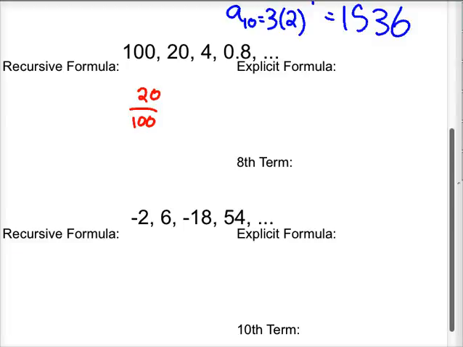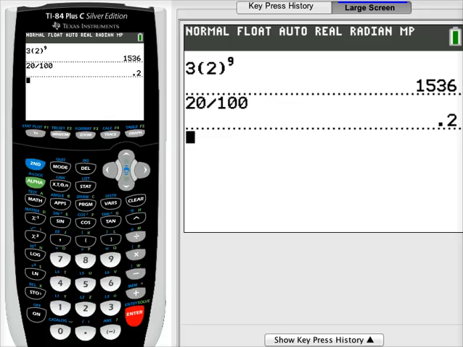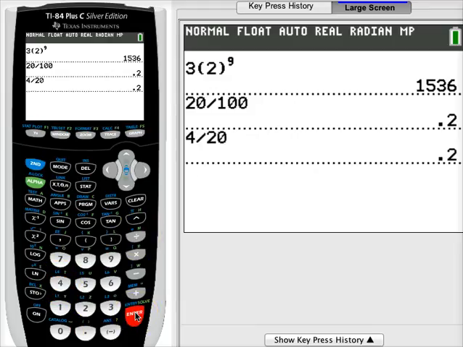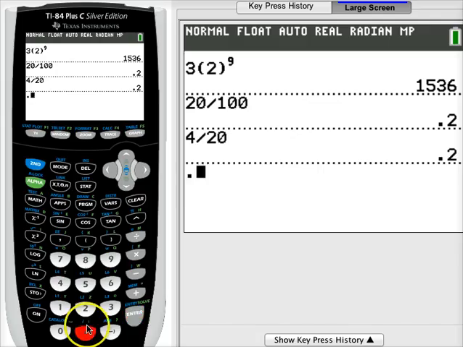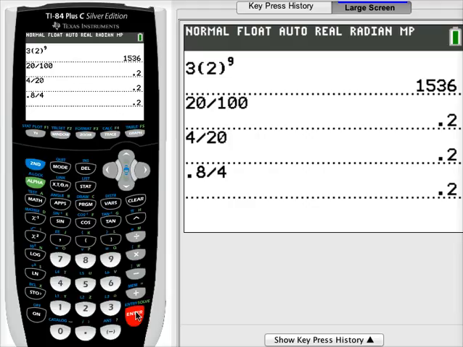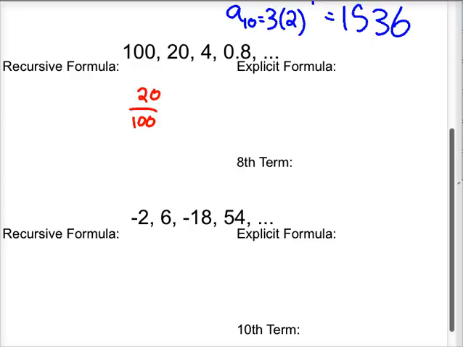So 4 divided by 20. I take a term and I divide it by its previous term. 0.8 divided by 4. I take a term, divide it by its previous term. So that means my rate, what I'm multiplying by, is that 0.2.